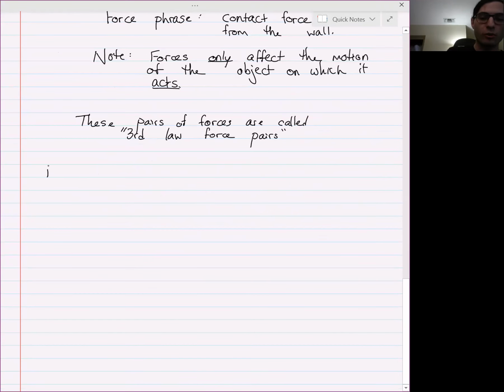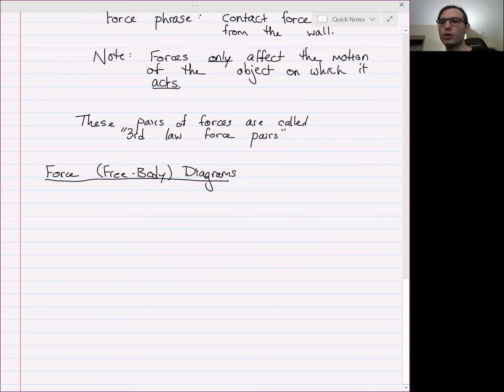Okay, so we now have the tools to actually talk about force diagrams or free body diagrams. Again, this is language that will be interchanged. A force diagram or a free body diagram, they're the same thing. So our best tool for analyzing forces and their effects on motion is this type of diagram, this thing called a force or a free body diagram. This is a diagram with a single object. That's important.